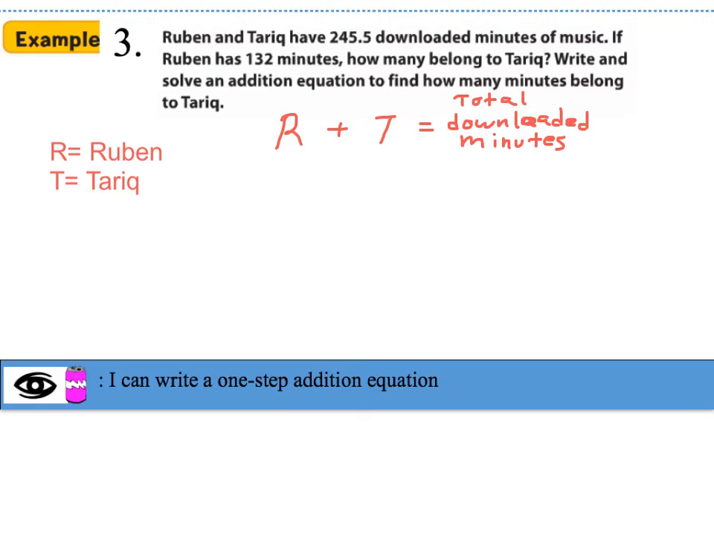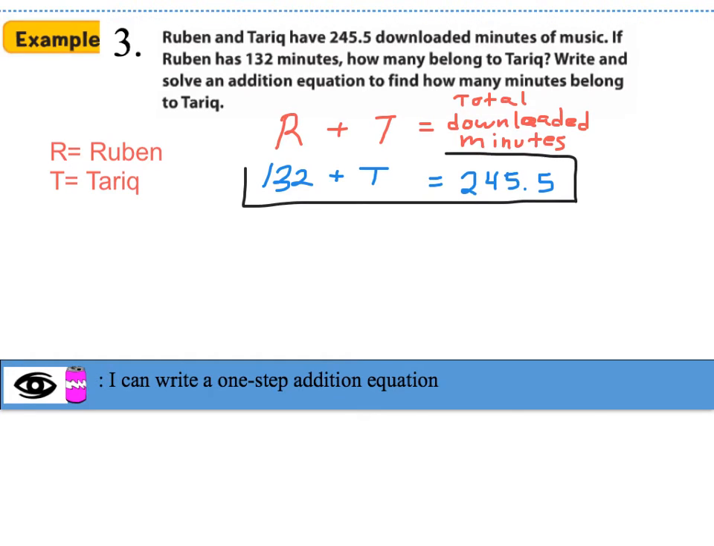This problem tells us the total downloaded minutes, which is 245.5 minutes. And they also tell us that 132 belong to Ruben. Our job is to figure out the value of Tariq's minutes. So now that we wrote this equation, we can use it to solve for Tariq's minutes.